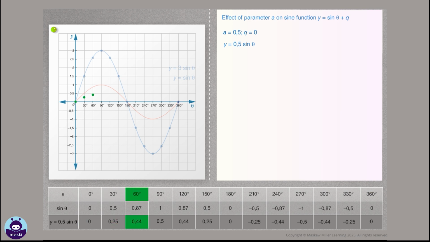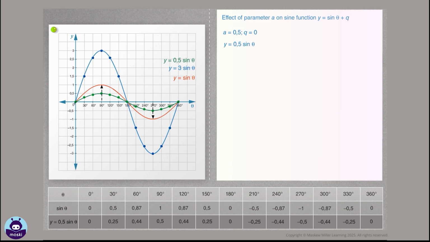We plot the points on the same set of axes. We join the points with a smooth curve. Observe that the maximum of the graph y equals 0.5 sine theta is lower than that of the graph of y equals sine theta, while the minimum is higher. Hence we conclude that the value of a affects the amplitude of the graph.